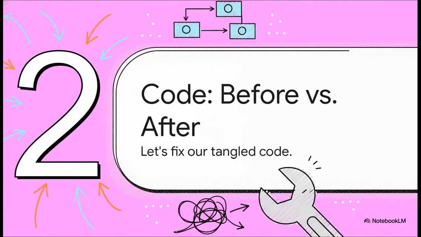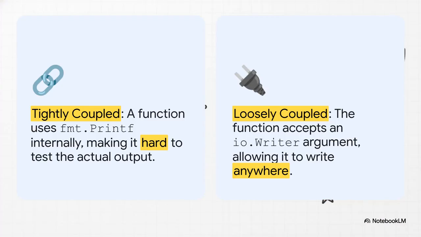All right, enough with the analogies. Let's see what this actually looks like in some real Go code. We're going to take that simple greeting function we were talking about, and we're going to fix it. So on the left, you can see our original function. It's tightly coupled. It calls fmt.Printf directly inside itself. It's totally locked to the console. Now look at the improved version on the right, the loosely coupled one.